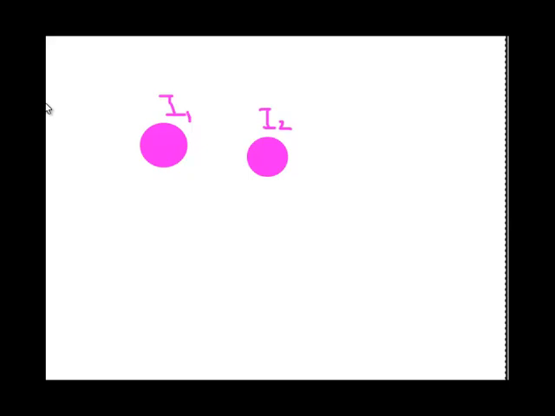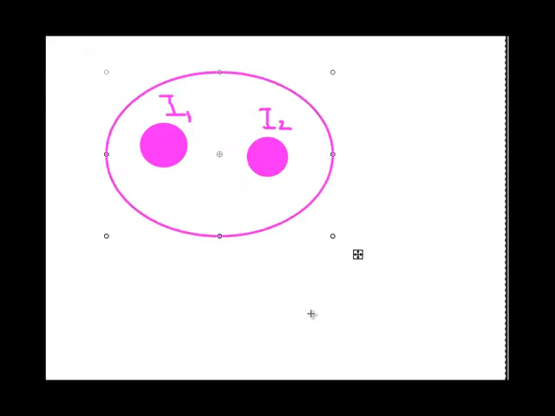Then if you integrate like this, this will give you the complete current I1 plus I2. If you enclose both the conductors, then you will get the sum of currents I1 and I2.